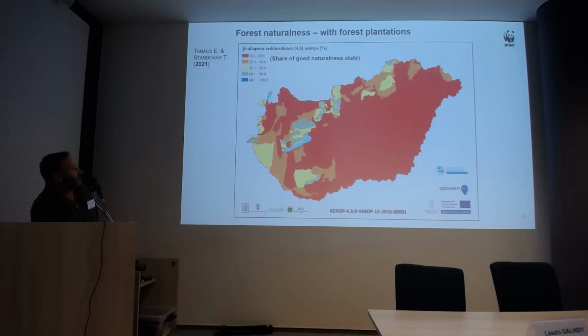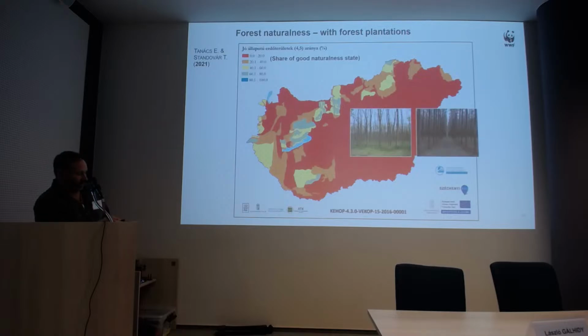You can see some regions like the Bakony Mountains or the Őrség or Mecsek, where this share is higher, but still the lowlands, a big chunk of the country, are not so promising from this point of view. Okay, so this is because of the artificial plantations.